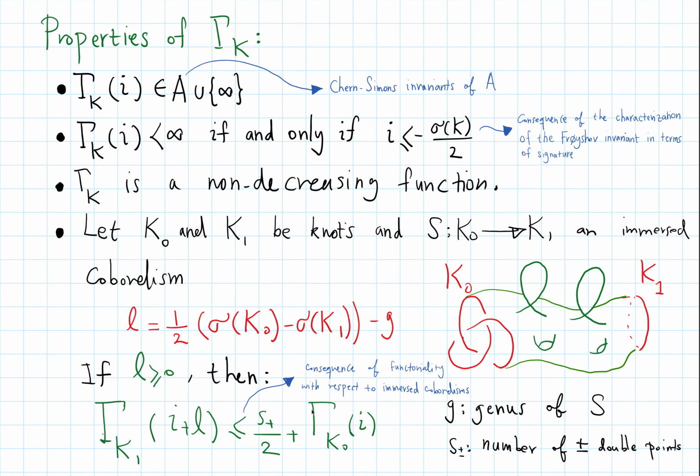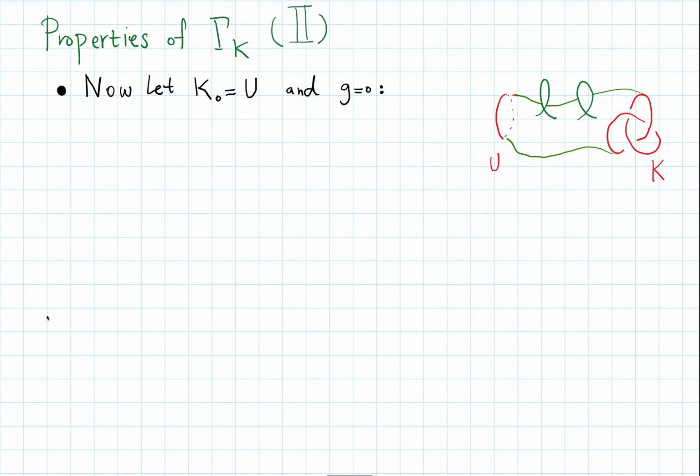Finally, I should say that this inequality is also a consequence of functoriality of S complexes with respect to more arbitrary cobordisms, in fact with respect to cobordisms of this form where L is greater than or equal to 0. Now we want to apply this inequality to the special case that the incoming end is the unknot and the genus is equal to 0. Then the quantity L is equal to negative signature over 2, and remember that the invariant gamma of the unknot is given as follows.